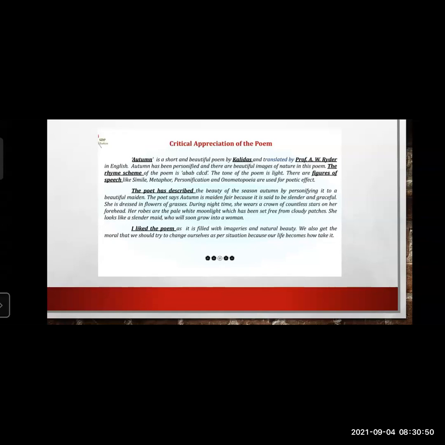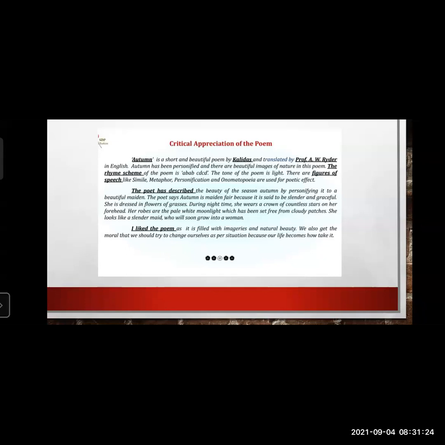So students, let's see. The first point is the poet and the title of the poem. Let's see here. Autumn is a short and beautiful poem by Kalidasa, translated by Professor A. W. Ryder in English. If you write like this, you will get 1 mark. Autumn is a short and beautiful poem which is written by Kalidasa and translated into English by Professor A. W. Ryder.